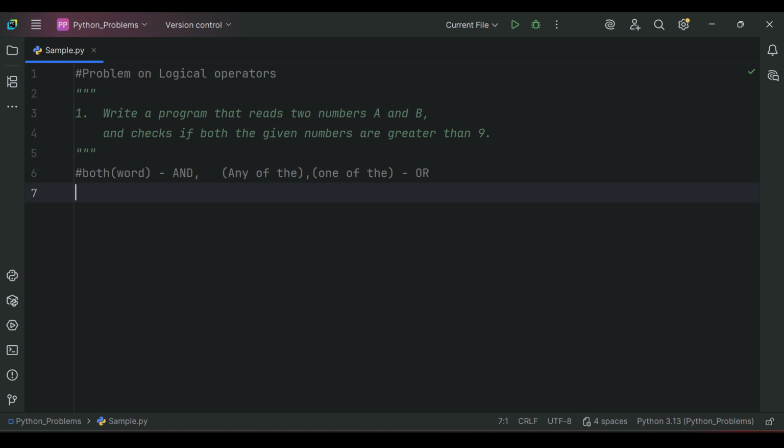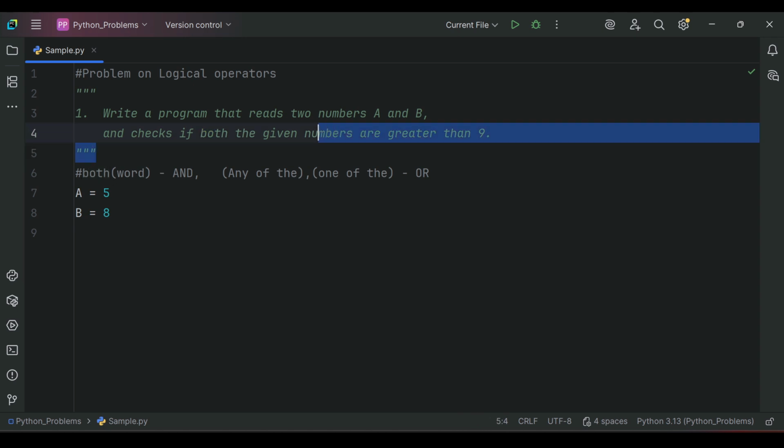Write a program that reads two numbers. That means first a is equal to one number; I am taking random numbers first. Next b, I am taking one more number. Inputs taken. Next, what is he asking? Both. Keep the word both aside. He is asking whether the given numbers, a and b, are greater than 9.